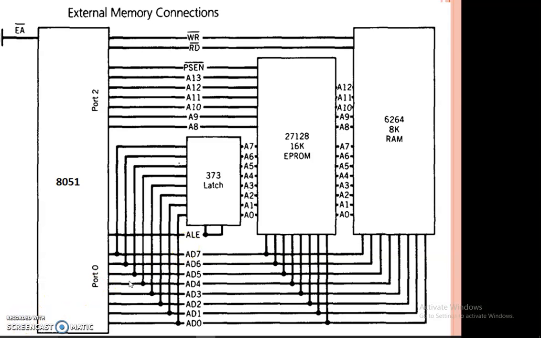Next, if you take 8K RAM, how many address lines are required? 8K means 2 to the power of 3 times 2 to the power of 10. So 3 plus 10, nothing but 13. So 13 address lines required, A0 to A12. Only A0 to A12 address lines are required to attach the 8K RAM to the 8051. So like this we can find out how many address lines are required to connect the external memory, and we can attach the address bus to the external memory.